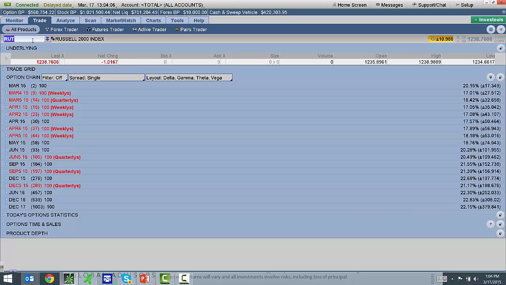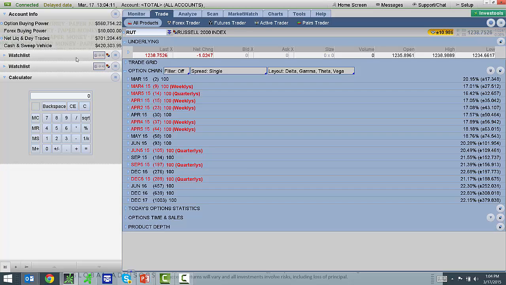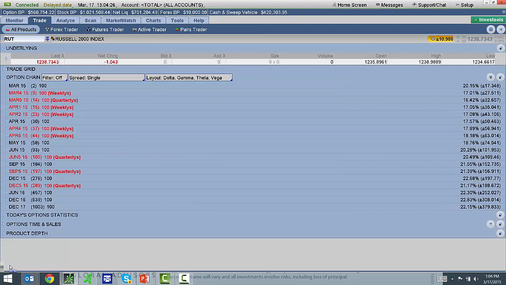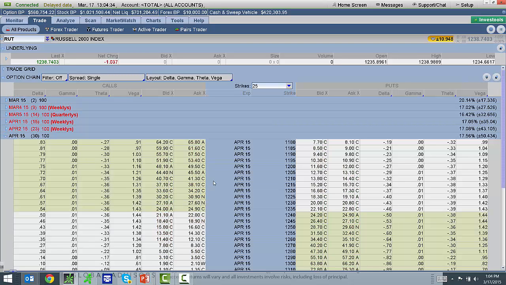And I'm going to use the Russell 2000 as an example. A couple things you need to know. If I look at the net liq, which is the net liquidation value, or in other words, how much the portfolio is worth, it's worth $701,000. That's important for our formula. We'll call it 700,000. So I've got a portfolio of $700,000 that I'm going to sell some vertical spreads on. I'm going to go out 20 to 50 days, which would put us in April.